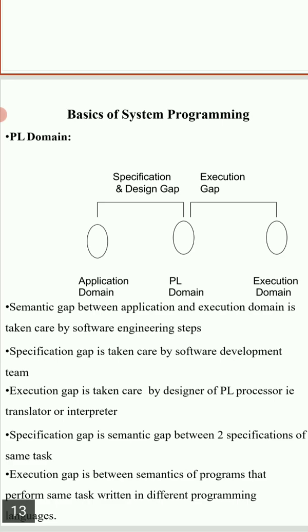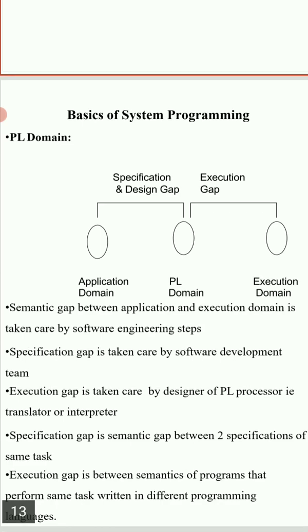So we can say here the semantic gap between the application and the execution domain is taken care of by the software engineering steps, and the specification gap is taken care of by the software development team. The execution gap is taken care of by the designer of a programming language processor, that is a translator or an interpreter.